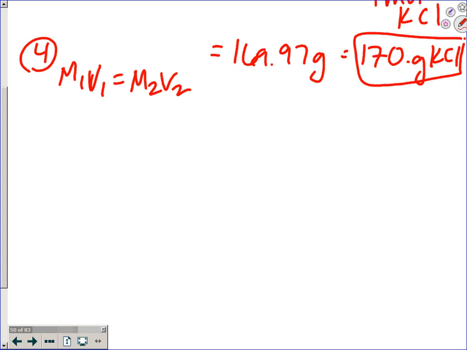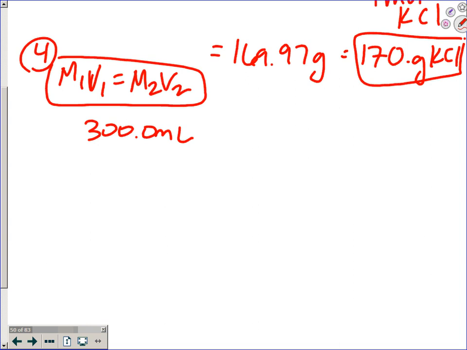And then, I just lost my paper. There it is. Okay. So when you hear the word prepare solution, you're probably going to be using this. All right. So it told you you're preparing 300 milliliters of a 0.75 molar solution of NaBr. What's NaBr's name?